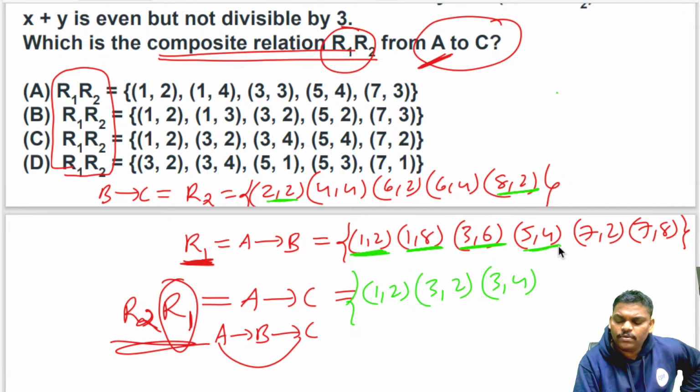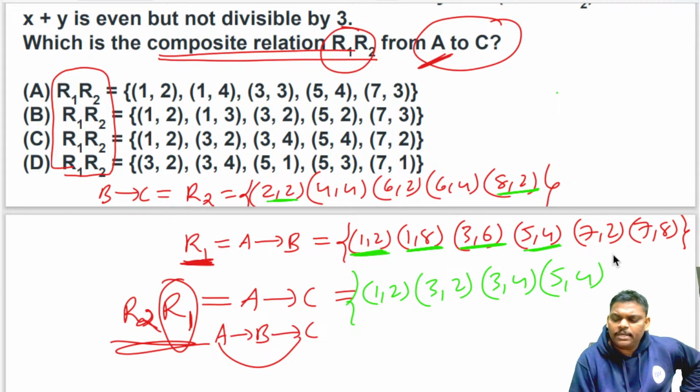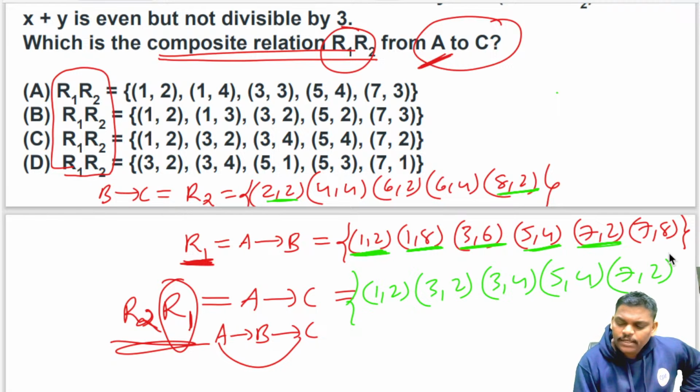Next one, 5, 4. Starting with 4, anyone? Yes, 5, 4, 4, 4. The 4, 4 cancel. So 5, 4. Starting with 4, how many people? Only one person. We are done. Next one, 7, 2. Starting with 2, anyone? Only one person. 7, 2, 2, 2 cancel. So 7, 2. Next one, 7, 8.